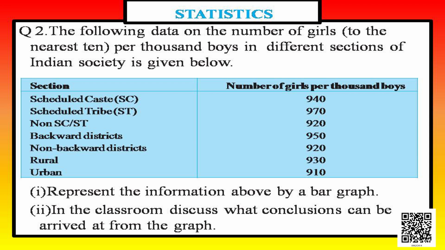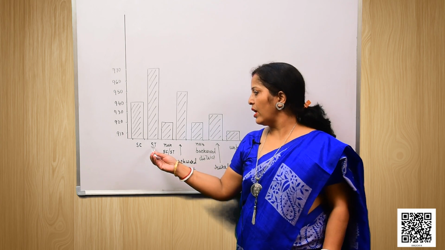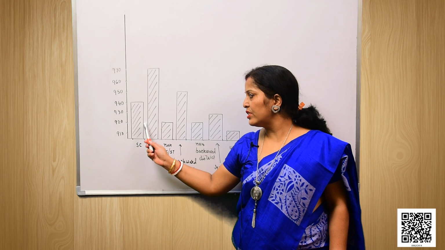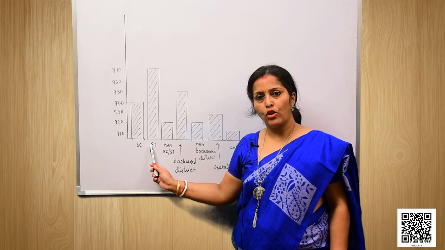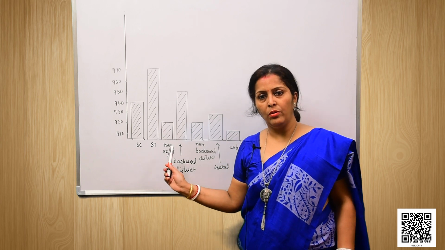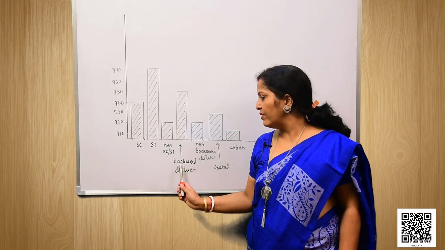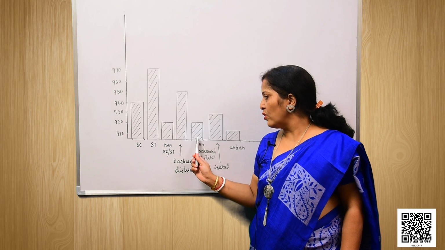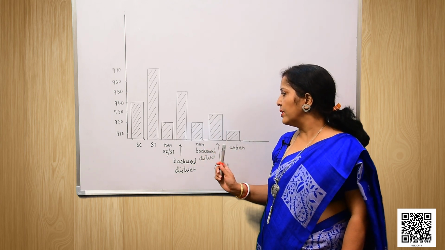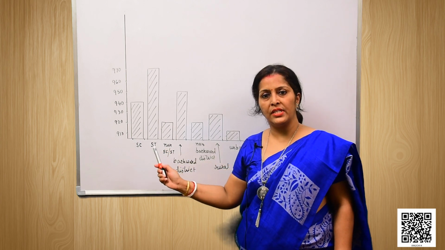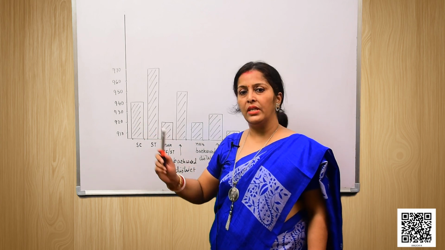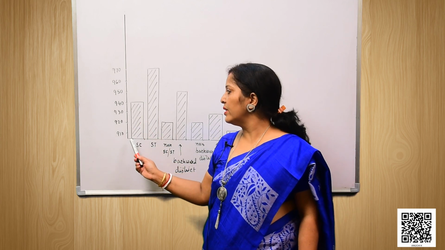Here is our solution. Along with the horizontal line we have written the section. The first column is SC, second column ST, third column non-SC/ST, fourth column backward districts. The next one is non-backward districts, next is rural and then urban. I have plotted the points giving some gaps in between them. And according to the numbers given in the table, we have drawn the bar graphs.